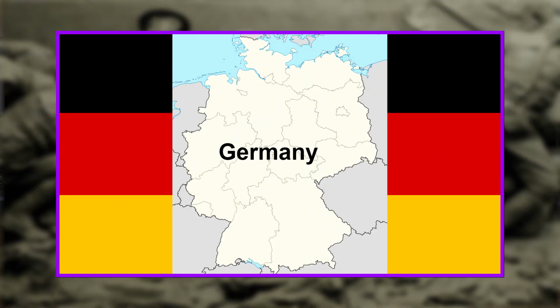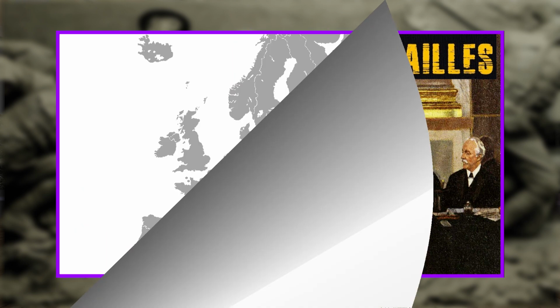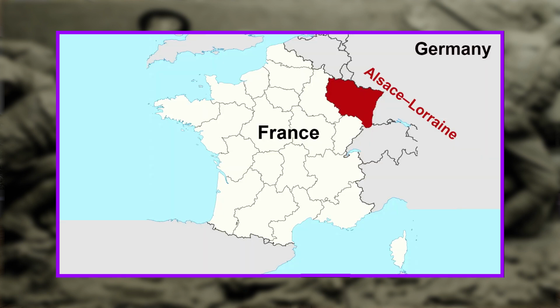As a result, the losing nations, especially Germany, were humiliated and angry at their harsh treatment. Germany had to take full responsibility for the war and agreed to give up its colonies and portions of its territory in Europe. The treaty also forced Germany to give up territory to Belgium, Czechoslovakia, and Poland, and return Alsace and Lorraine to France. Through the treaty, Germany was asked to pay billions of dollars in financial reparations.